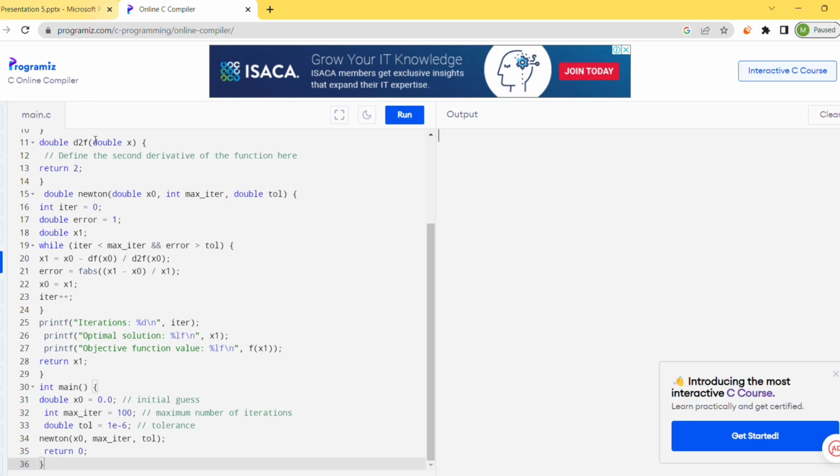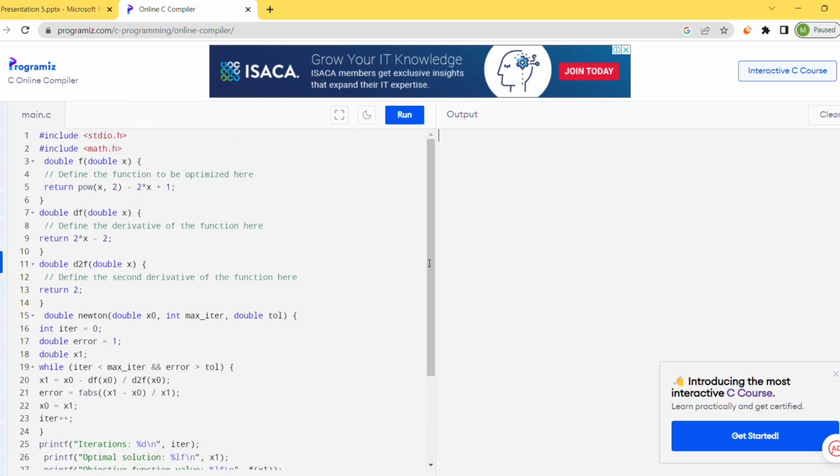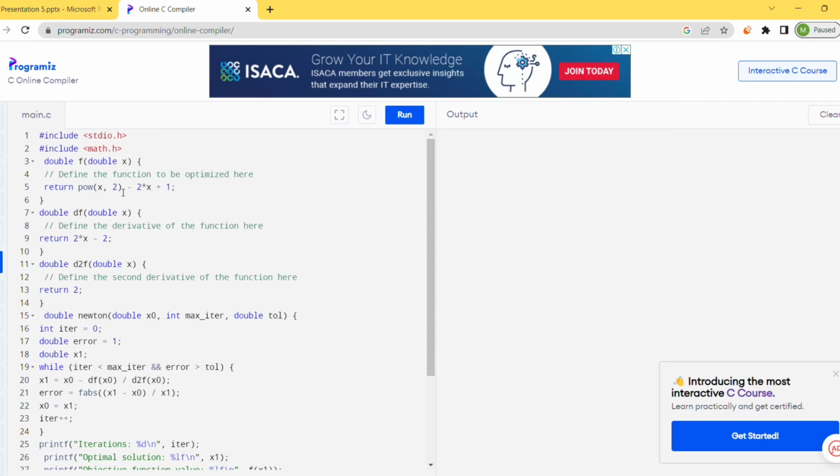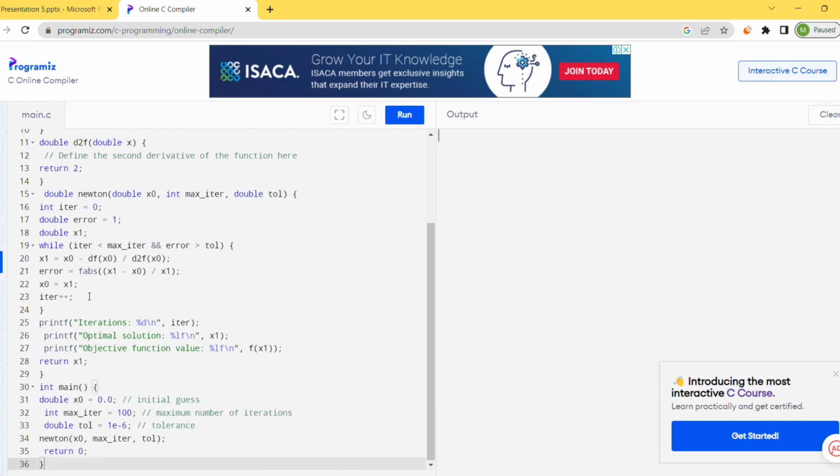This is the code we took in the earlier explanation. Here the problem we have taken is x square minus 2x plus 1, with its first derivative function and second derivative function. The initial guess we have taken is 0, and the maximum number of iterations is 100.